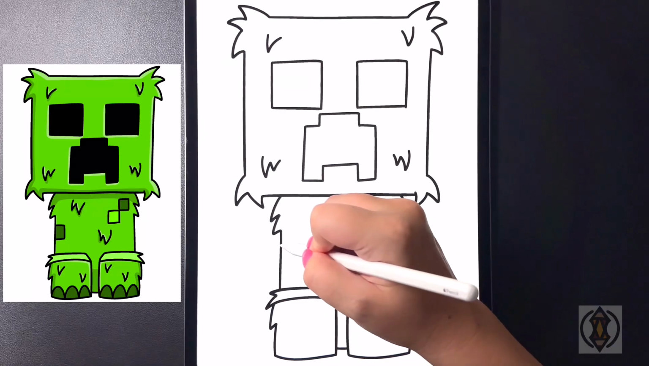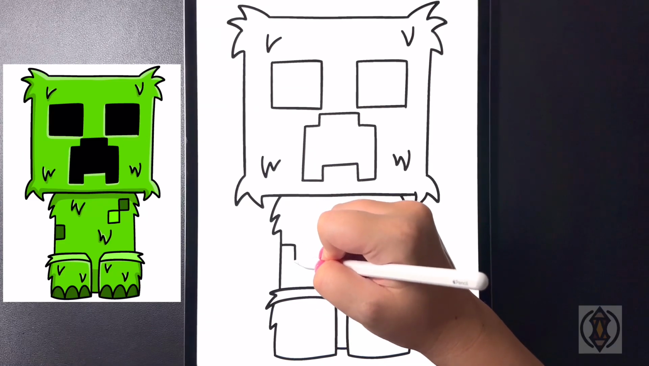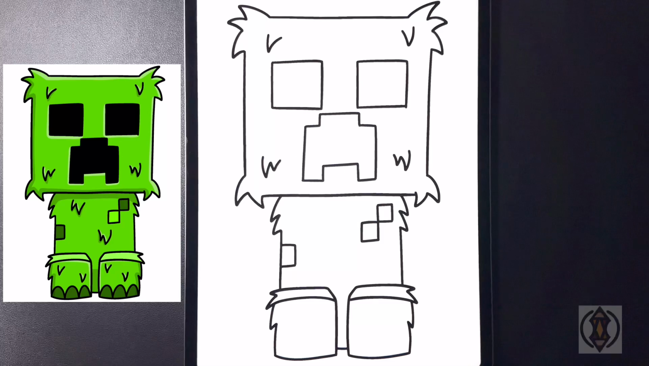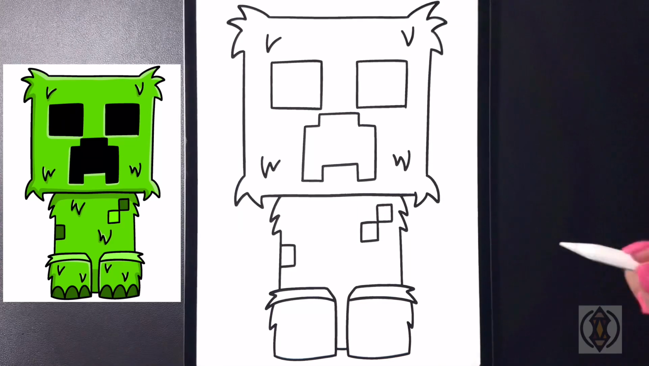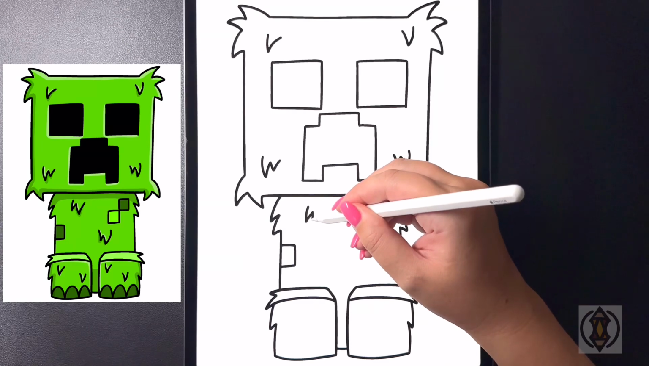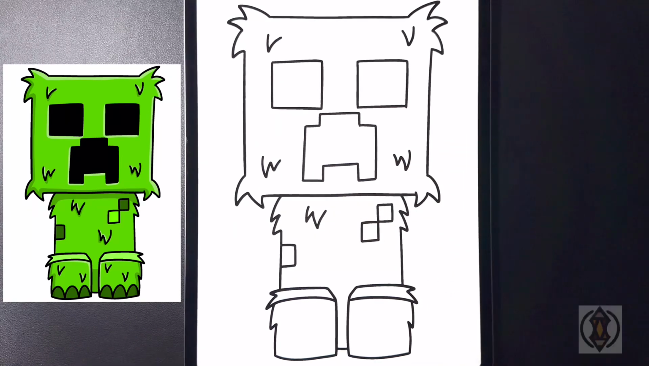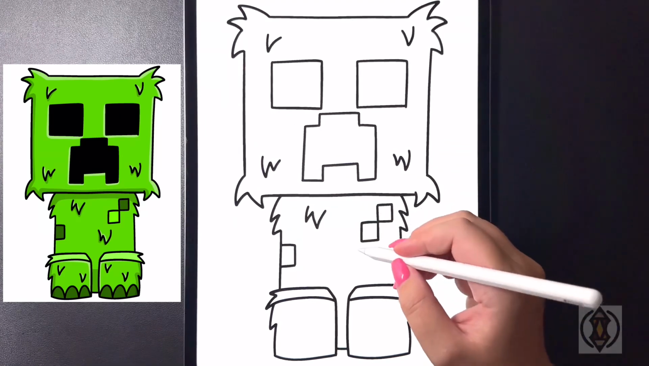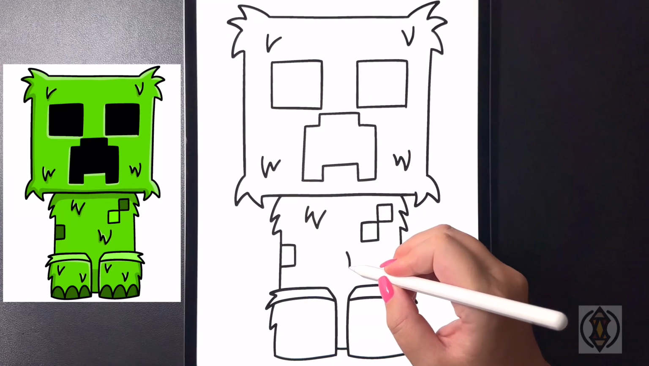On the left-hand side, let's draw in another square. Let's draw in the hair now. So we're going to curve this line up and then across. And then we're going to move down and replicate this on the right.